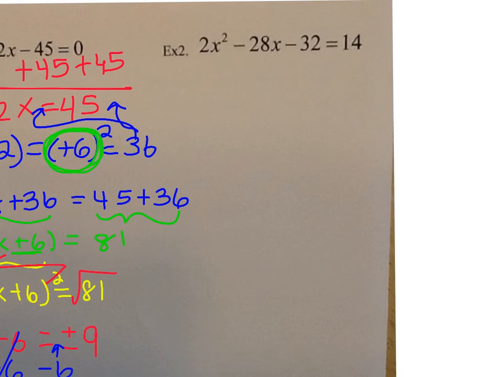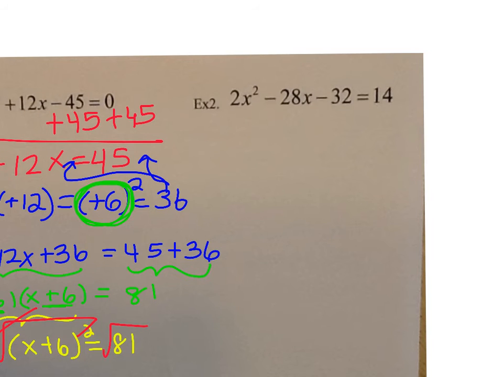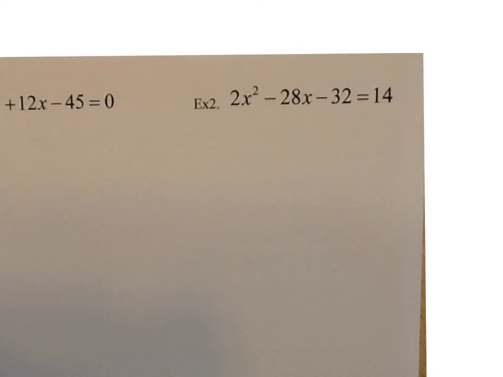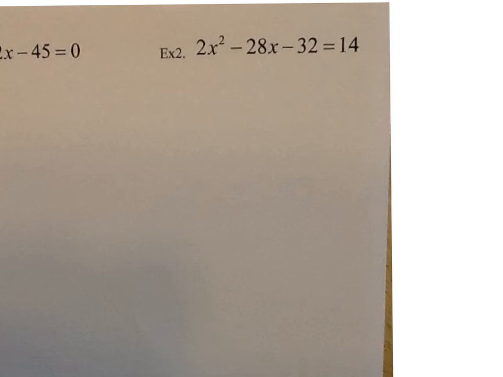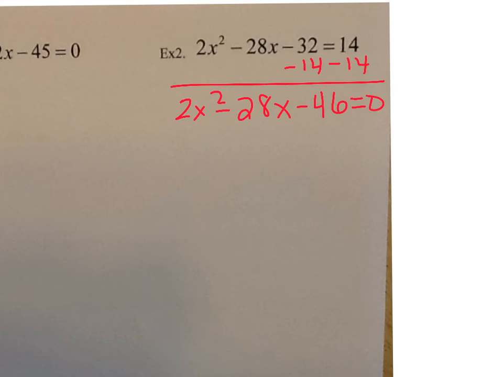All right, so let's take a look at number 2. I'm going to get rid of this stuff over here on the left. So I notice a few things going on here. It's not in the right form because I have it equal to 14. So I have to move the 14 over to the left so that it's equal to 0. So I'm going to subtract 14 from both sides. So I get 2x squared minus 28x minus 46 equals 0.